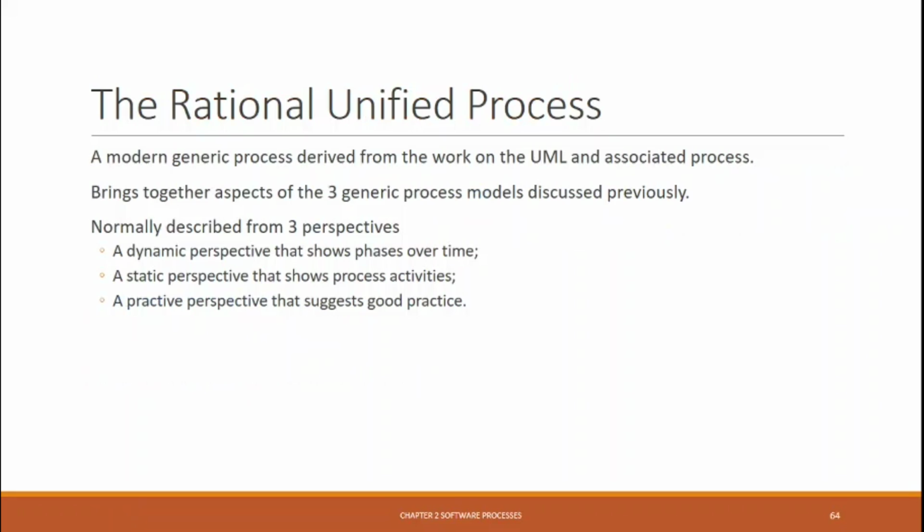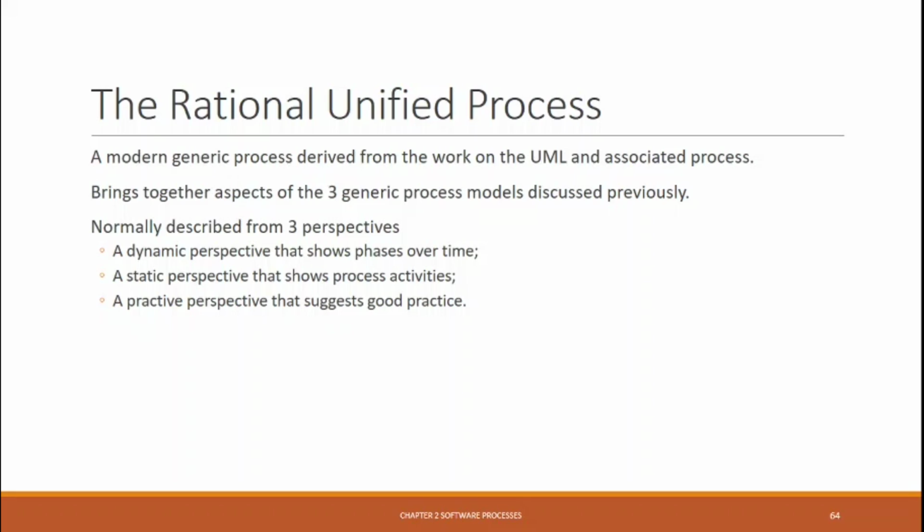So next we'll see about the rational unified process. The rational unified process is a tool in UML to develop a software process model. This is a very important question, one definite question in the examination.